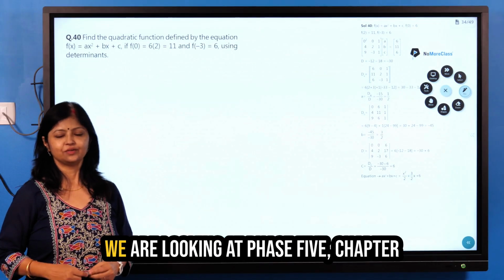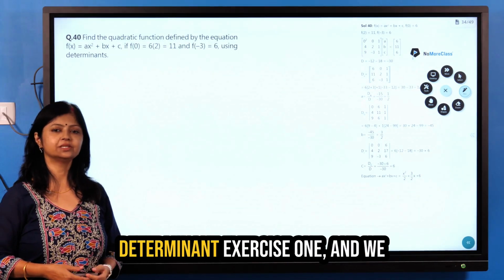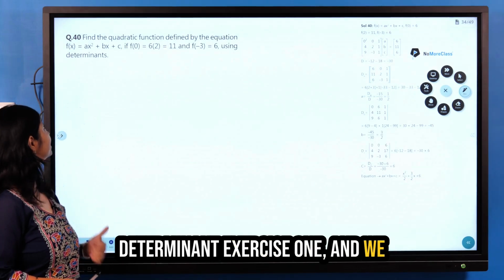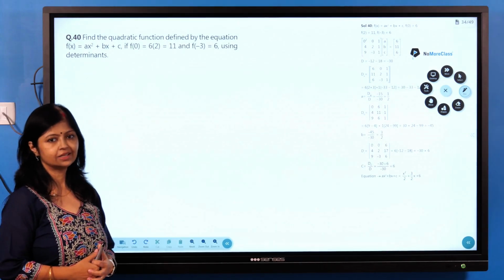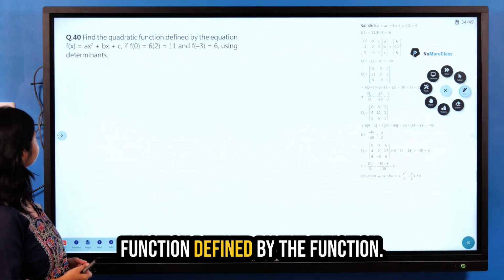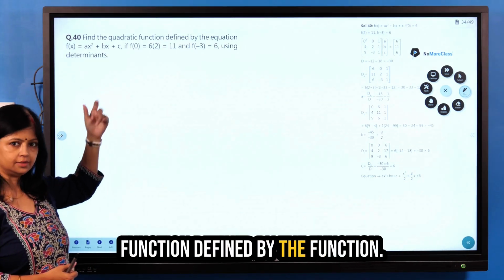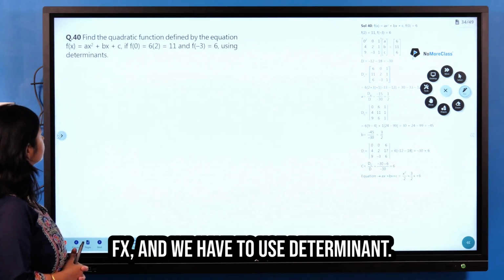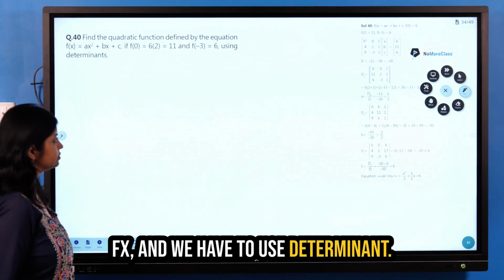Hello everyone. We are looking at phase 5, chapter determinant, exercise 1, and we are in question number 40. Okay, let's look at the question. The question is: find the quadratic function defined by the function f(x), and we have to use determinant.